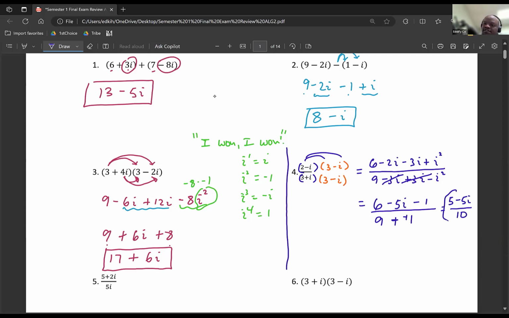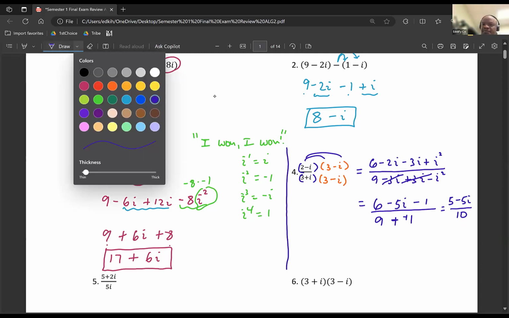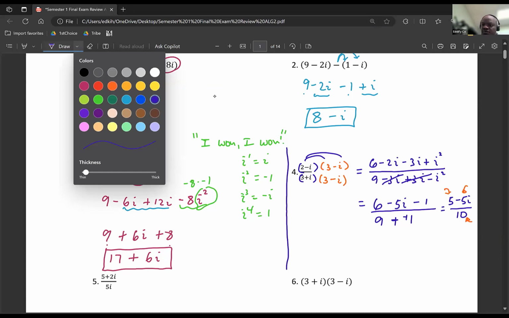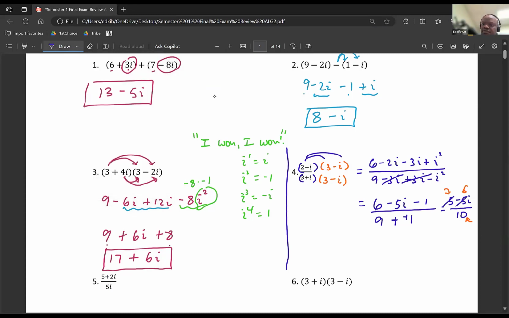And now this looks as though it might be the final answer, but not so fast. Always pause here to check to see if you can simplify further. In this case, you notice we have a 5 here, a 5 there, and a 10 here. Those three numbers have something in common. The GCF of those is 5. So 5 goes into all of them, which means we can divide all of these by 5. 5 goes into 5 once, 5 goes into 10 twice. So for the final answer, we have 1 minus i over 2.